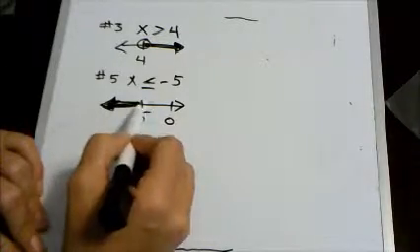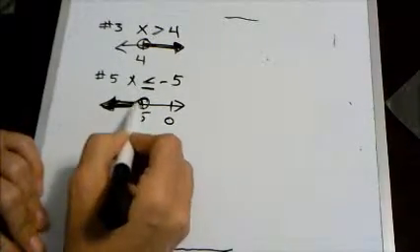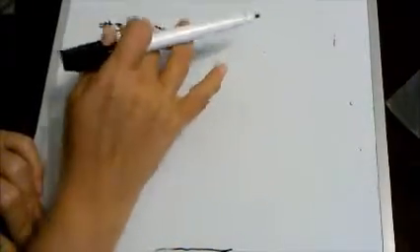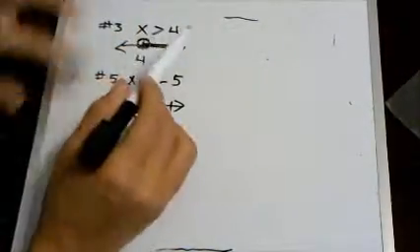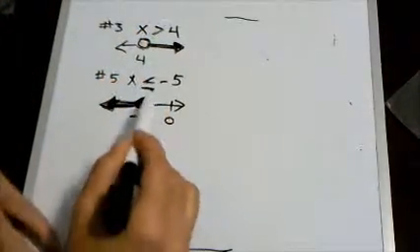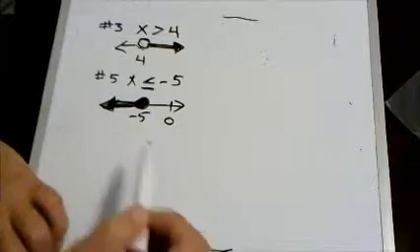But notice that there's an equal to sign. So you will have a closed-in dot. This one did not have an equal to or less than. So that's why it's open. So your dot will be open on this one. Your dot will be closed on this one.